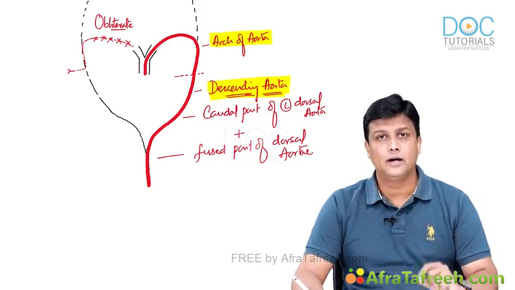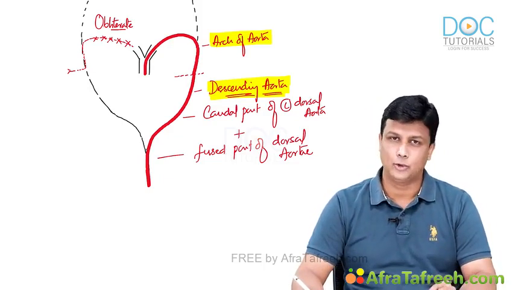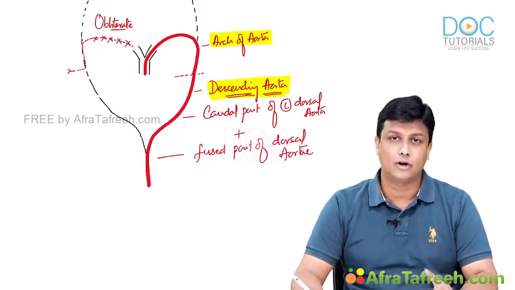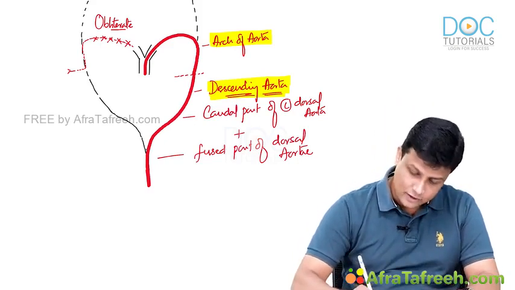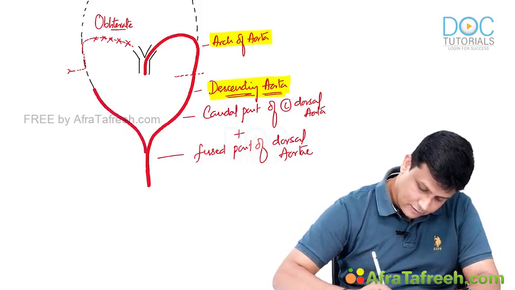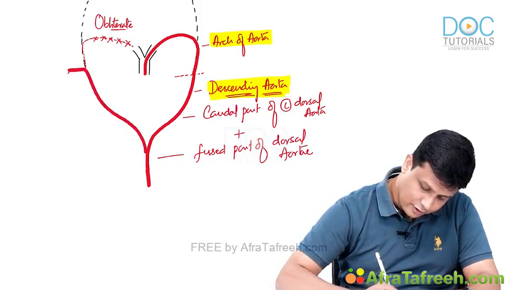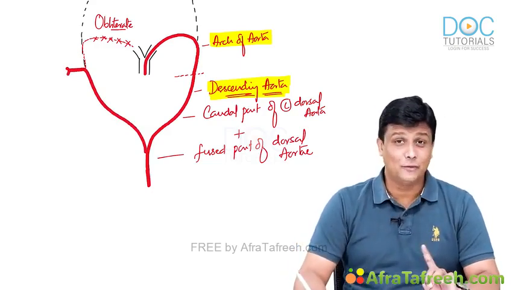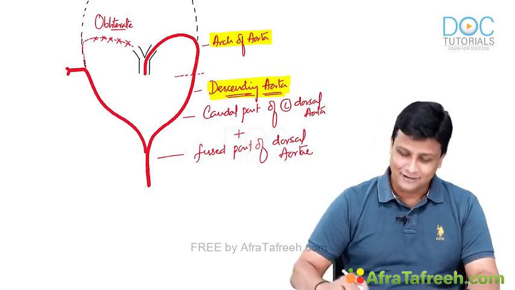The caudal part of right dorsal aorta. Be very, very careful here. Caudal part of right dorsal aorta. That's the one which will be supplying the blood here, and that is the one which is going to contribute to the formation of the abnormal right subclavian artery. It is not the normal, it is the abnormal right subclavian artery.